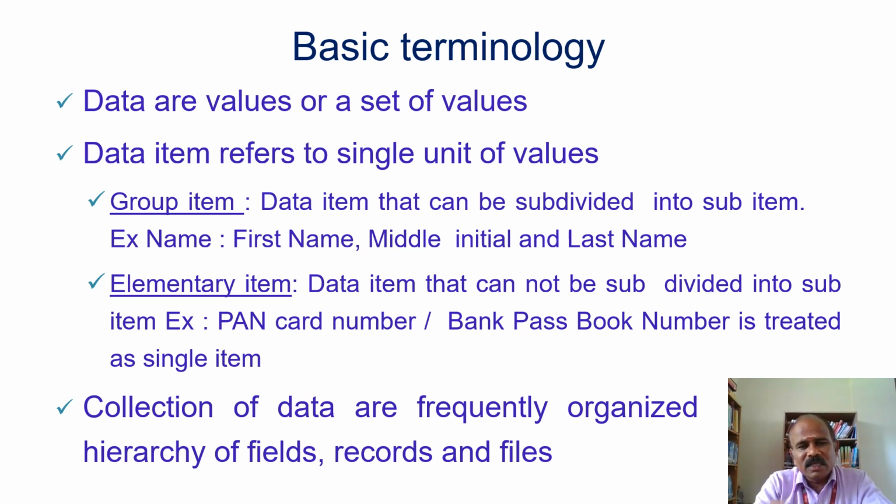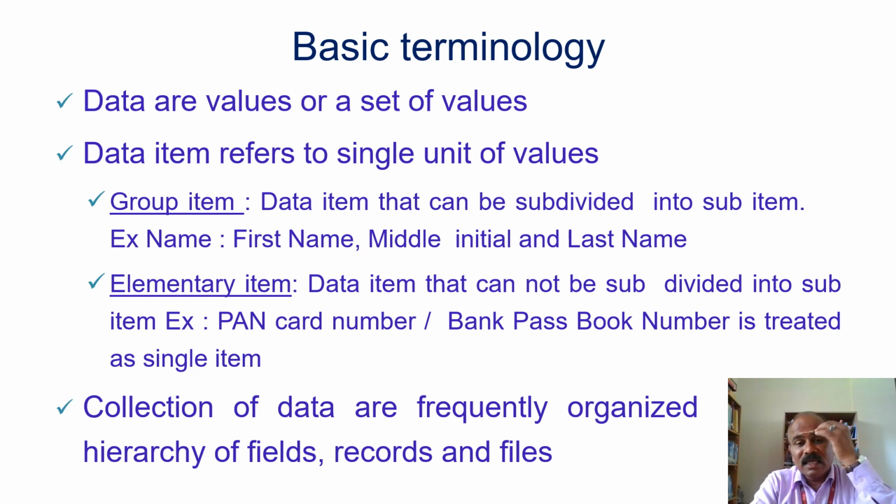Then his date of birth, he'll be entering his date of birth, date, month, year. Then he'll be entering his father name. Then he'll be entering his mother name. Then he'll be entering his residential city or town or anywhere, anything. So these five data items come collectively together and are called a record of Ramasamy.